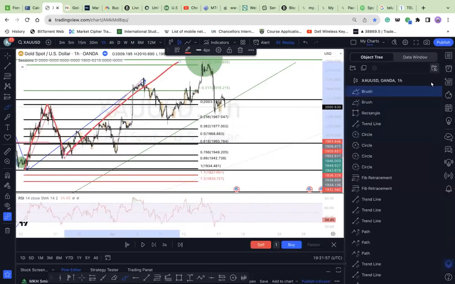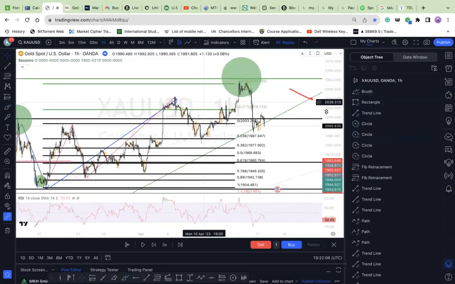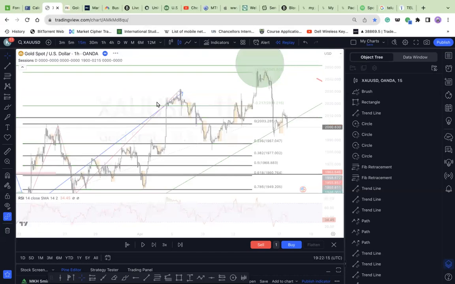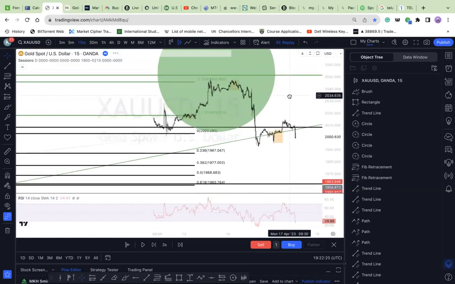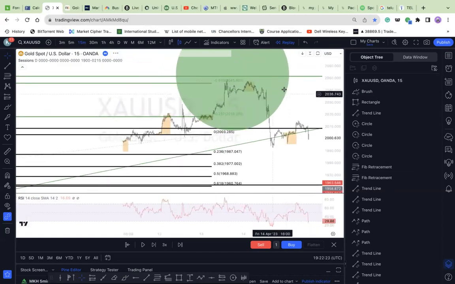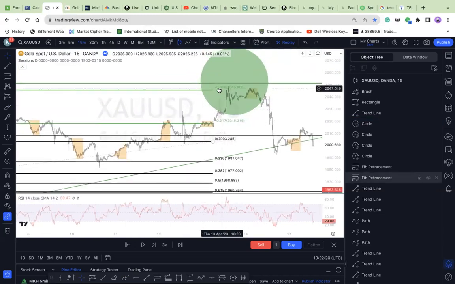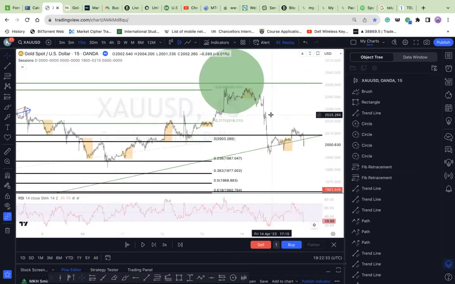In that case, the divergence wasn't really clear here. So go to 15 minutes, because we'll be trading in the 15 minutes anyway. That is where we need to see the divergence forming. You see, it's clear. Divergence, it was a slight one. It's a flat divergence on the top.